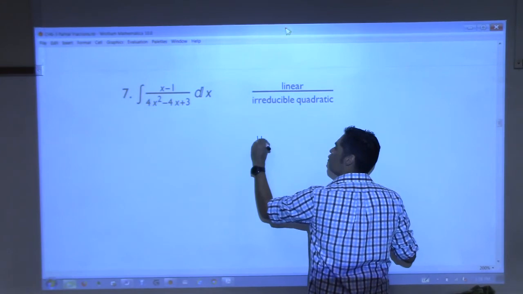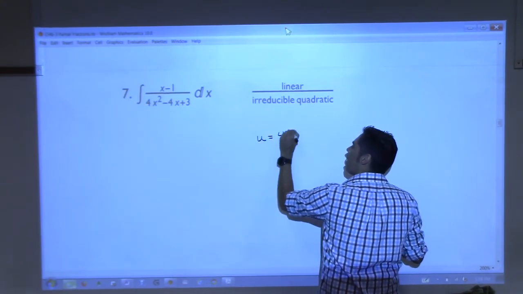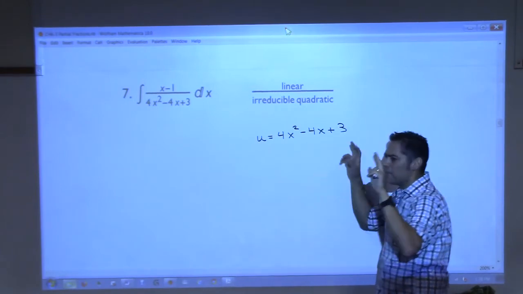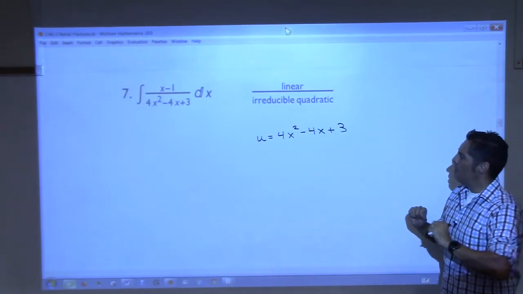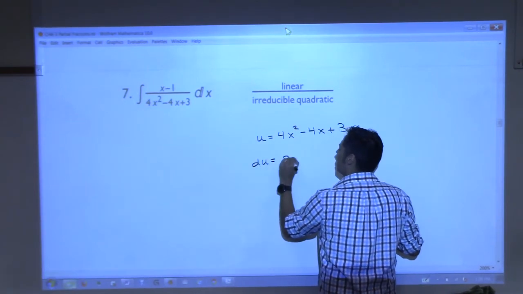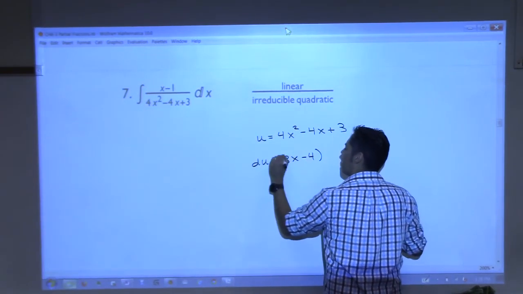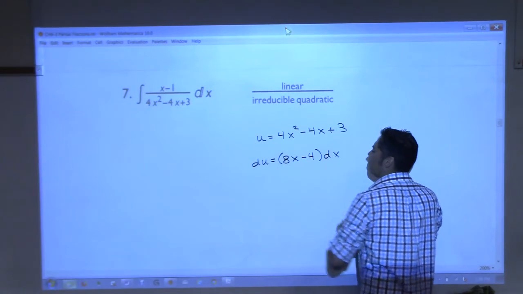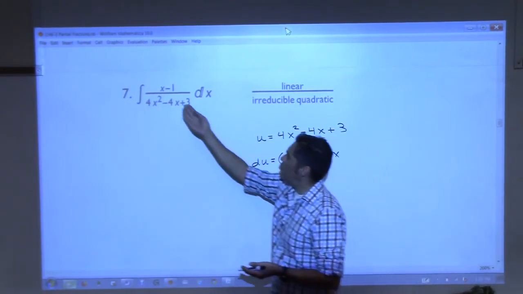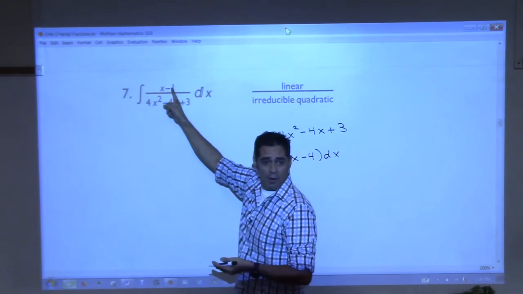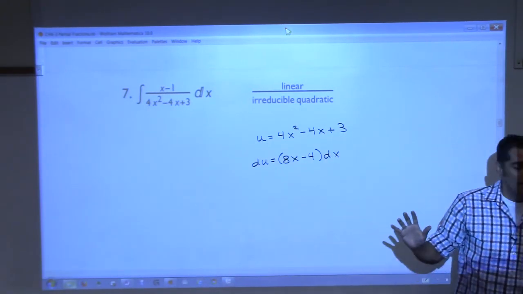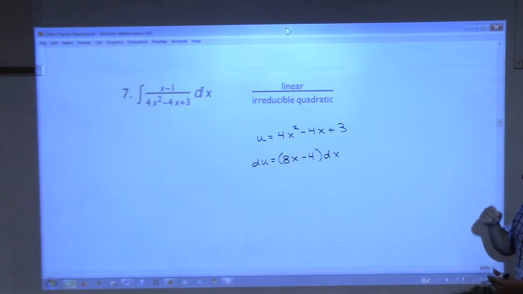Check this out. If I let u be 4x squared minus 4x plus 3, this would be a basic substitution, wouldn't it? And the derivative of this would be 8x minus 4 dx. The problem is I don't have 8x minus 4 up here. If that was 8x minus 4, then this would have been a basic substitution and we would have been happy. But we're off.